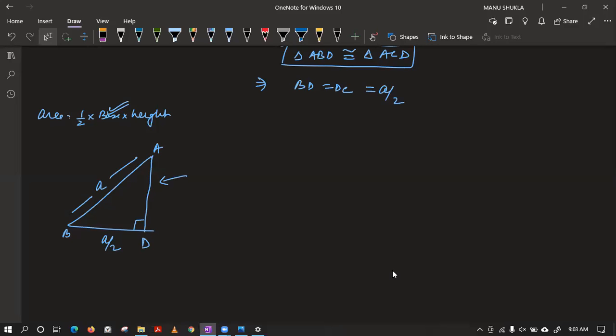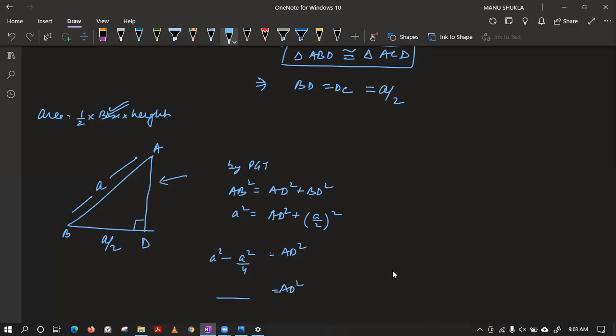How can we find the height? Please tell. By Pythagoras theorem. So by PGT, we have AB square is equal to AD square plus BD square. Now putting the value, we will get A square is equal to AD square, this is unknown still, plus A upon 2 whole square. Finally, we will get AD square is equal to A square minus A square upon 4, that is 4A square minus A square upon 4.